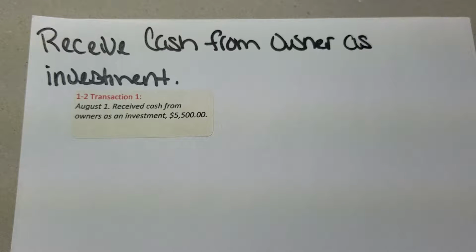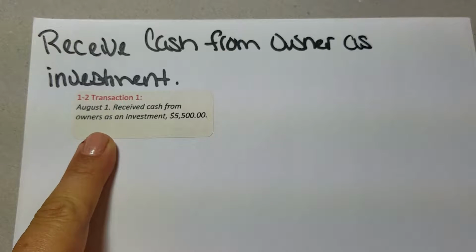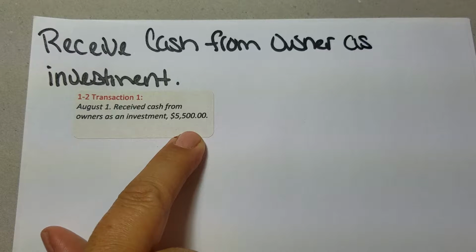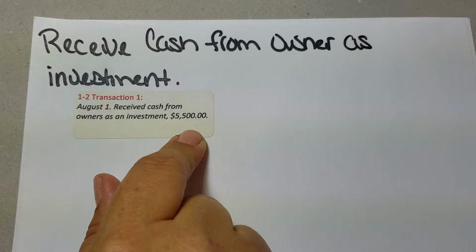So Miss Park is going to take $5,000 of her own money, and she's going to invest it into her company, Techno Consulting. Now remember that Techno Consulting needs to understand the business entity, and the business is not concerned with Miss Park's personal transactions, so she has to record that she gave the money to the business, then the business could spend it. So transaction number 1 says that on August the 1st, we received cash from the owner as an investment of $5,500.